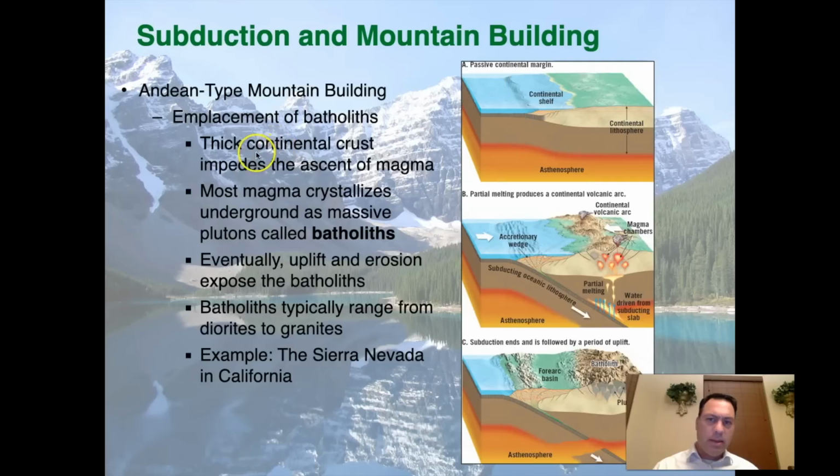So what happens is that thick continental crust impedes the ascent of magma. It doesn't just rise up very, very easily. In fact, in island arcs, it rises much easier than it does in the continental situation, the Andean type mountain belts. Most magma, in fact, crystallizes underground as massive plutons called batholiths. This is where you get your big granite bodies forming. And eventually uplift and erosion expose the batholiths. And we're going to get into a classic example of this in California here in a moment. And batholiths typically range from diorites to granites.